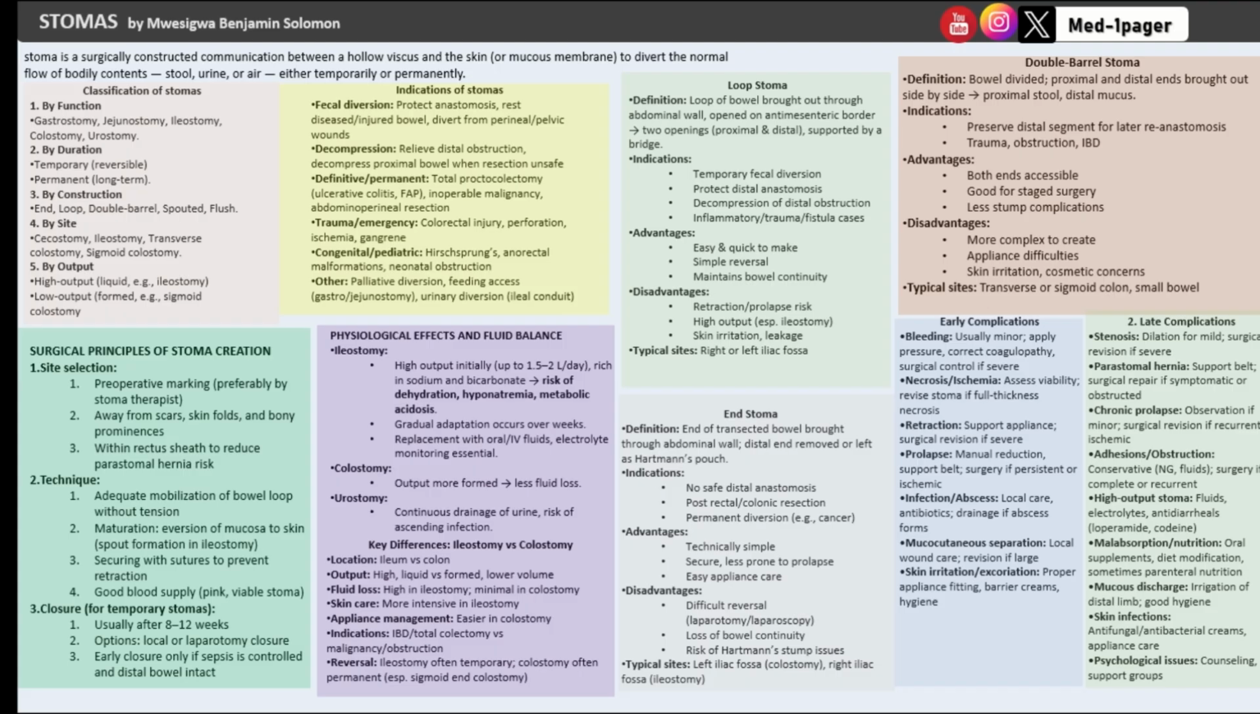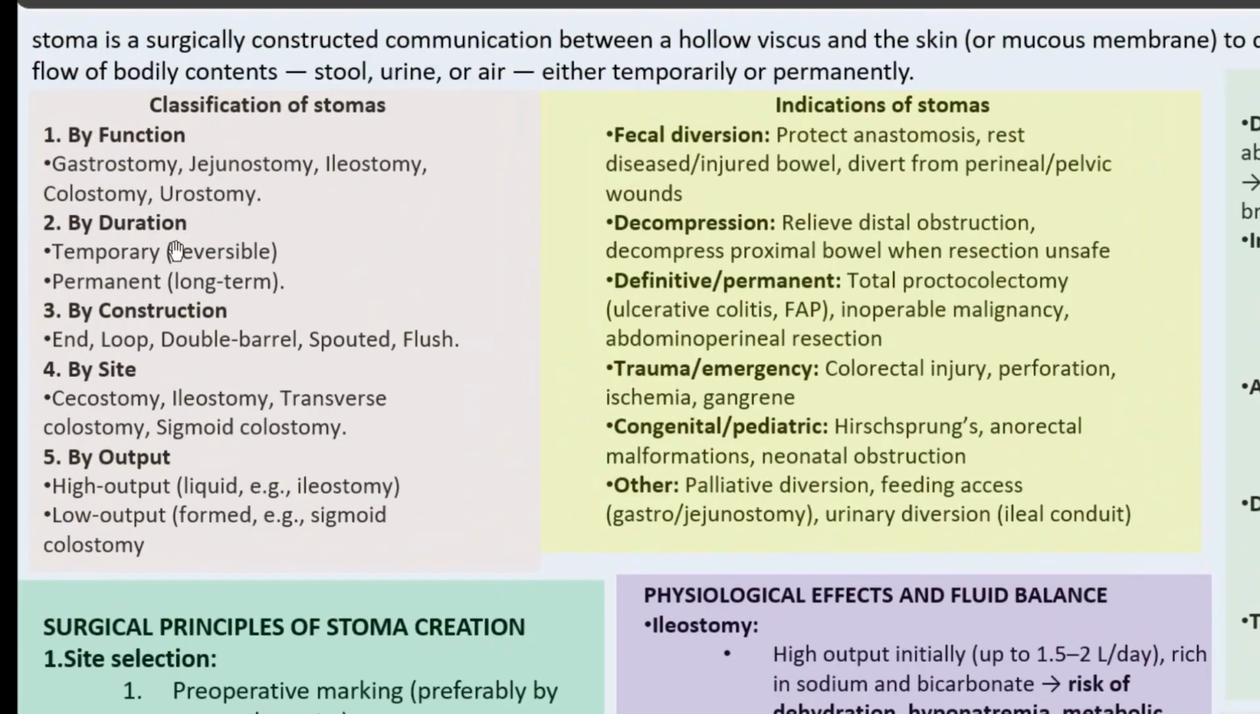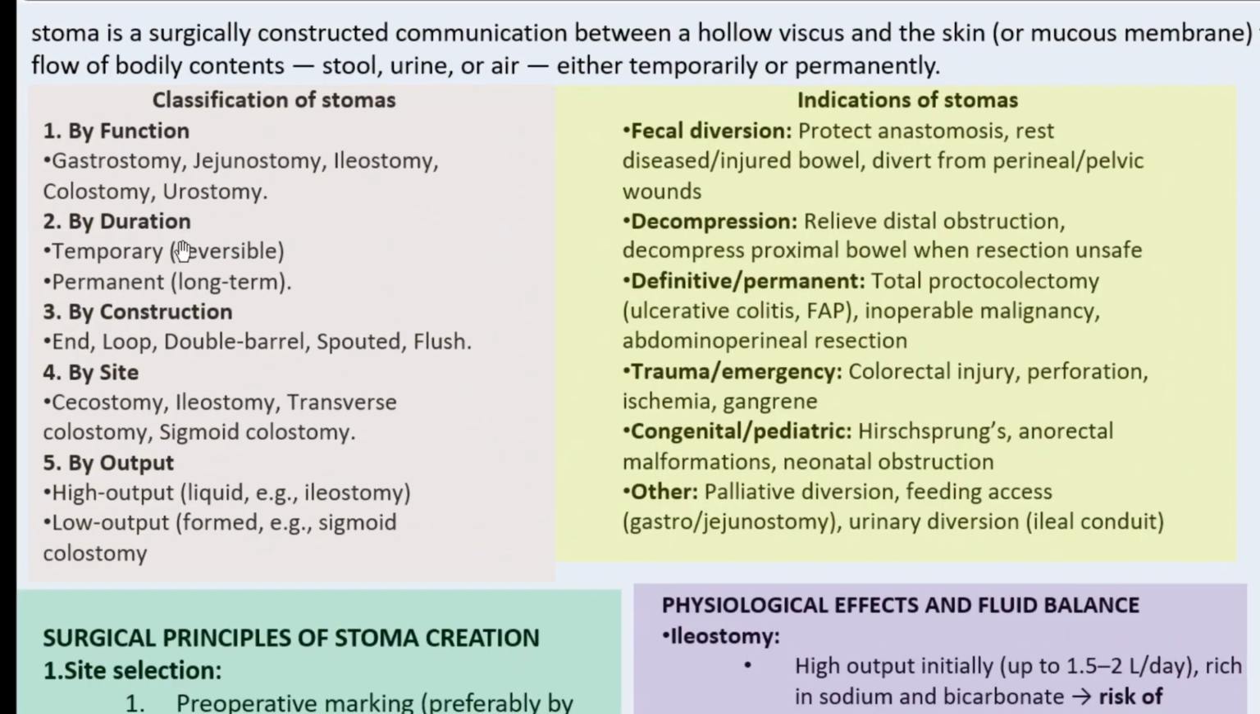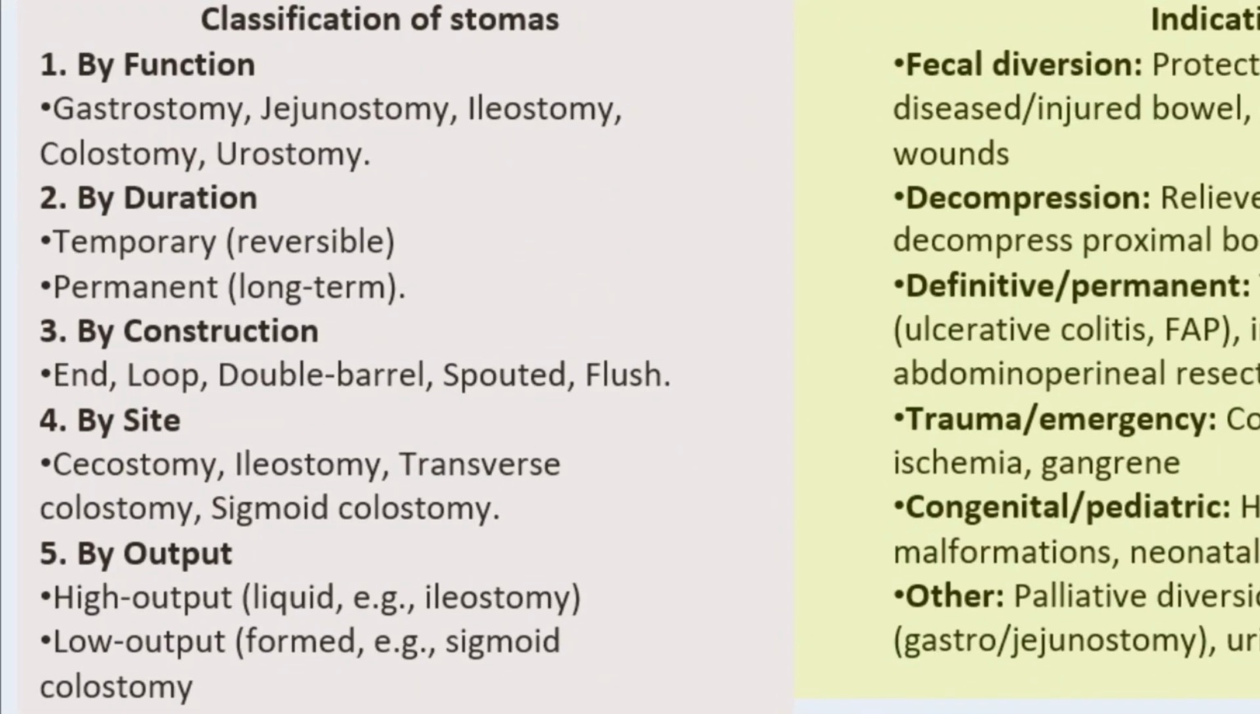So there are many classifications that we can use to classify stomas, and one of the classifications is by function. In this we can look at things like the gastrostomy, we can look at the Ileostomy, we can look at the Colostomy and the Urostomy. We can also classify them according to the duration, where we can look at the temporary or the reversible and then the permanent or the long-term stomas.